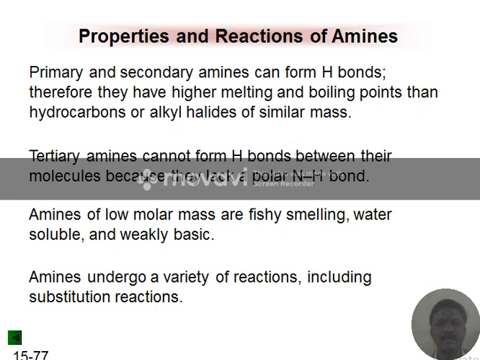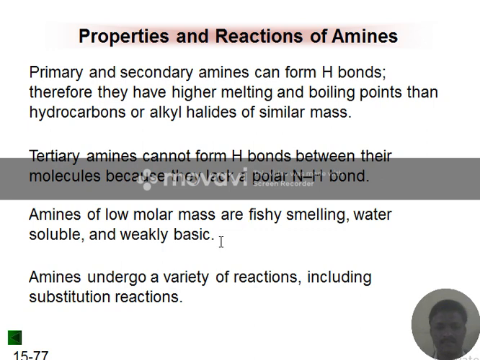Then next, what are the properties and reactions of the amines? Under this, primary and secondary amines can form hydrogen bonds, and therefore they have higher melting as well as boiling points than hydrocarbons, alkyl halides or similar bases. The tertiary amines cannot form hydrogen bonds between their molecules because they lack a polar NH bond. The amines of low molar mass are fishy smelling, water soluble and weakly basic in nature.